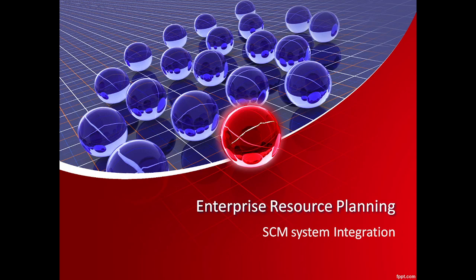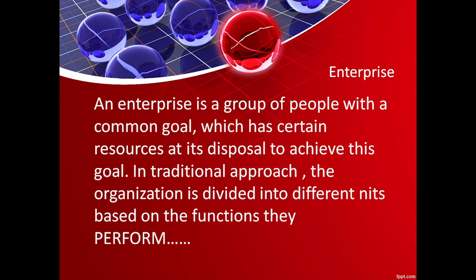So, what is ERP? Before understanding ERP, let us understand what is enterprise. Now, enterprise is a group of people with a common goal, which has certain resources at its disposal to achieve this particular goal. And in the traditional approach, the organization is divided into different departments or units based on the function they perform. So, what is an enterprise? It is the association of people who are coming together to achieve a common objective.